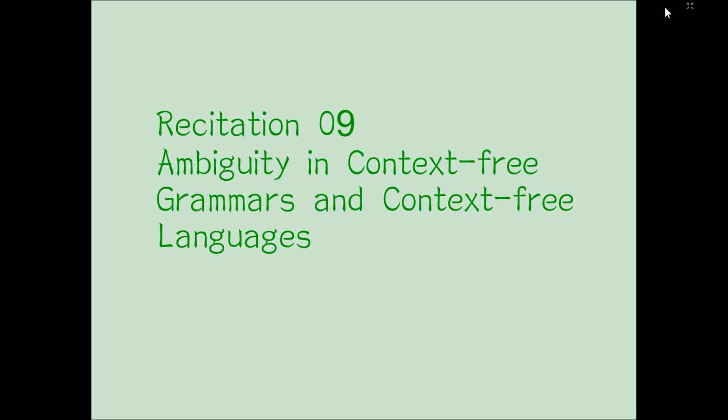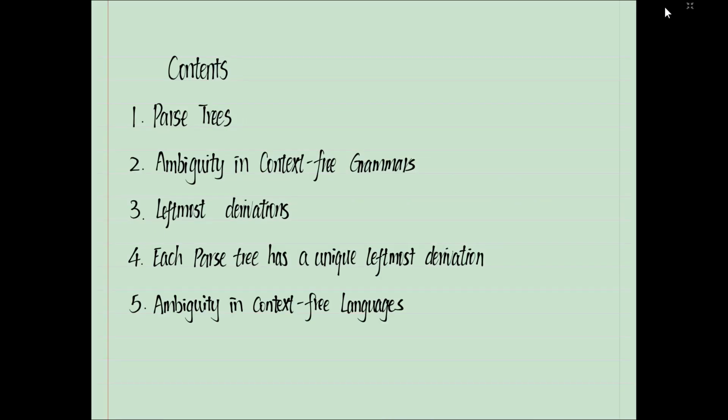In this section, I'd like to talk about ambiguity in context-free grammars and context-free languages. We will cover 5 topics. First, I will introduce the concept of parse trees and the yield of parse trees.